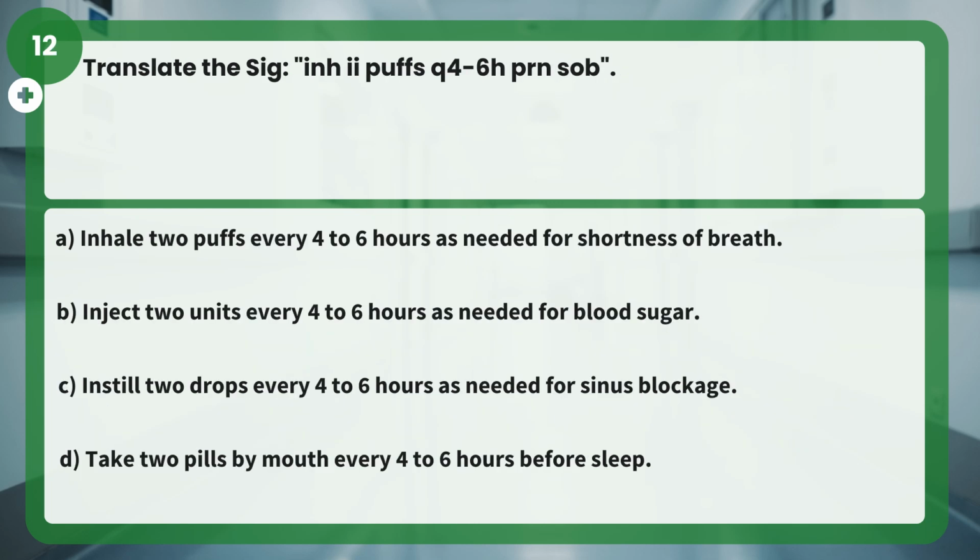Question 12. Translate the SIG, INH 2 puffs Q4-6H PRN SOB. A. Inhale 2 puffs every 4 to 6 hours as needed for shortness of breath. B. Inject 2 units every 4 to 6 hours as needed for blood sugar. C. Instill 2 drops every 4 to 6 hours as needed for sinus blockage. D. Take 2 pills by mouth every 4 to 6 hours before sleep.